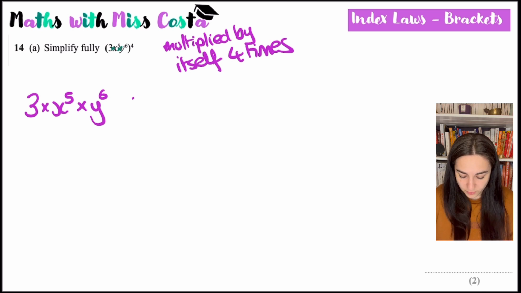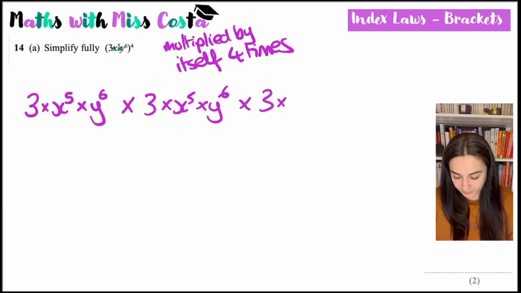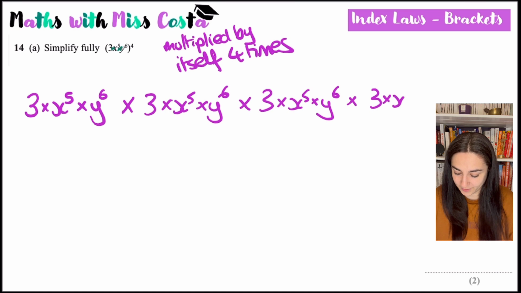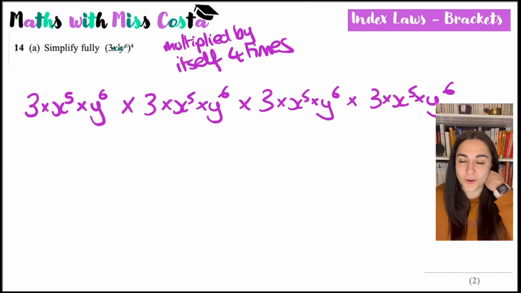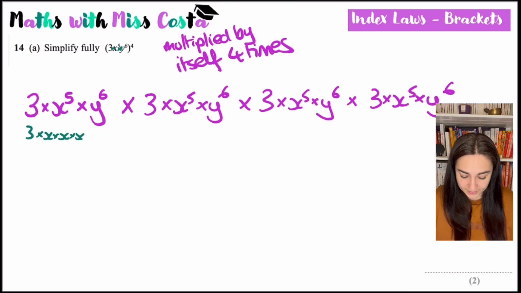So I know I've got that 3 times x to the power 5 times y to the power 6, times 3 times x to the power 5 times y to the power 6, and then again times 3 times x to the power 5 times y to the power 6. So when I have it laid out like this, it makes it a little bit easier to see what I need to do. Now, if you're not 100% sure on your multiplying with indices, that's probably something you want to get familiar with. Worst case scenario, what you could do is write everything out like this. So x to the power 5 means x multiplied by itself 5 times, and then write out y as well.